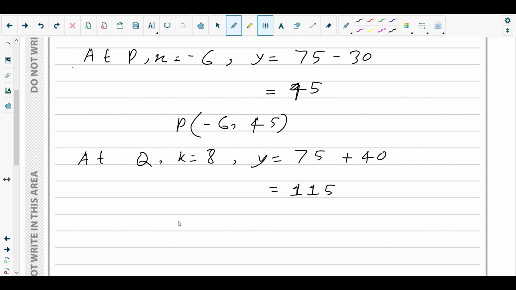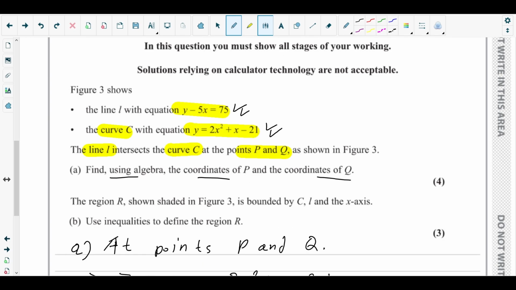So the coordinates of point Q are basically (8, 115). So these are the coordinates of point P and point Q. Okay, let's see part B from question number 6.